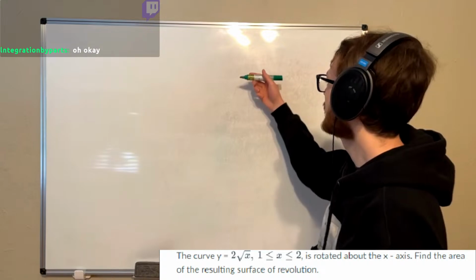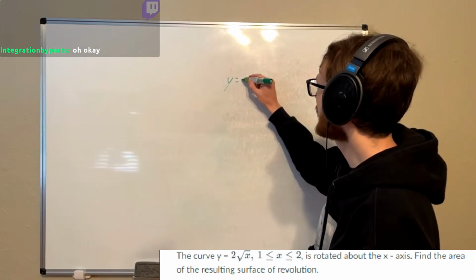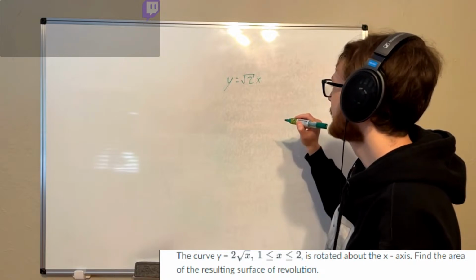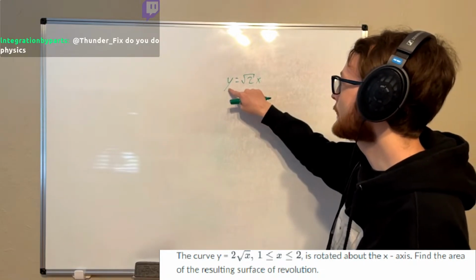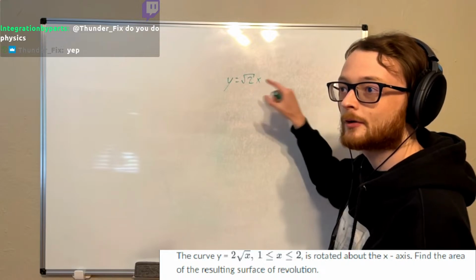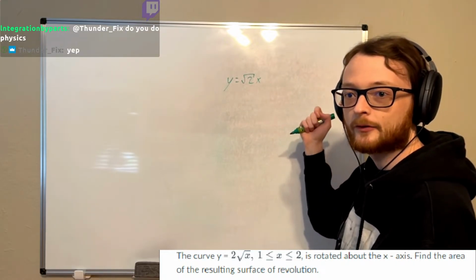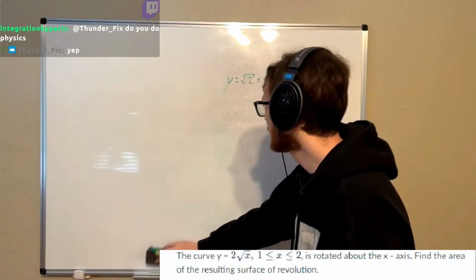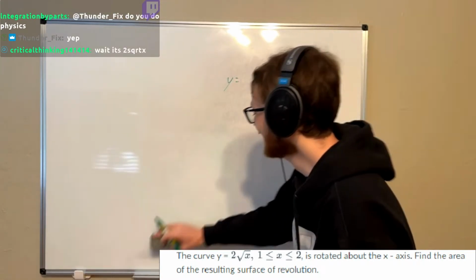So the first part of your question here is, we started with y equals 2 root x, and this is solved for y in terms of x. And if we want the other version, which is solving for x in terms of y, how do we do that? Wait, I messed this up. It's 2 root x.